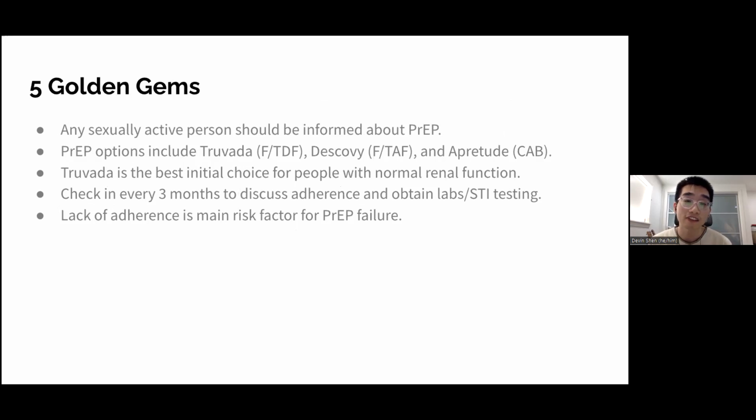I want to just end by summarizing some key teaching points for the group. Any sexually active person should be informed about PrEP. PrEP options include Truvada, Descovy, and cabotegravir. Truvada remains the best initial choice for people with normal renal function, and patients on PrEP should be checked in around every 3 months or so to talk about adherence and obtain repeat labs and STI testing. And the lack of adherence is the main risk factor for PrEP failure.